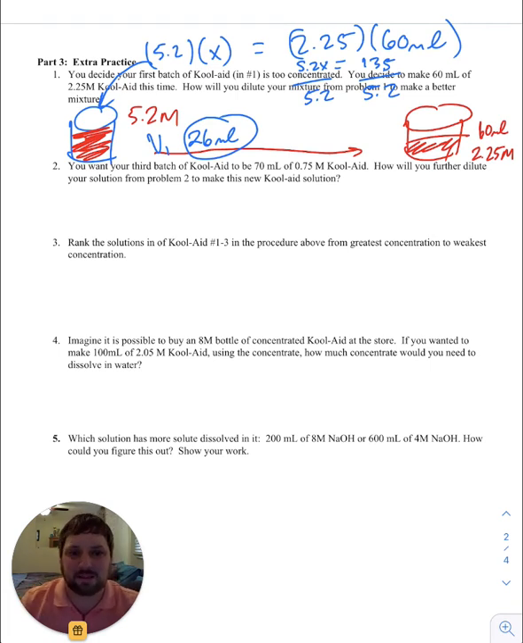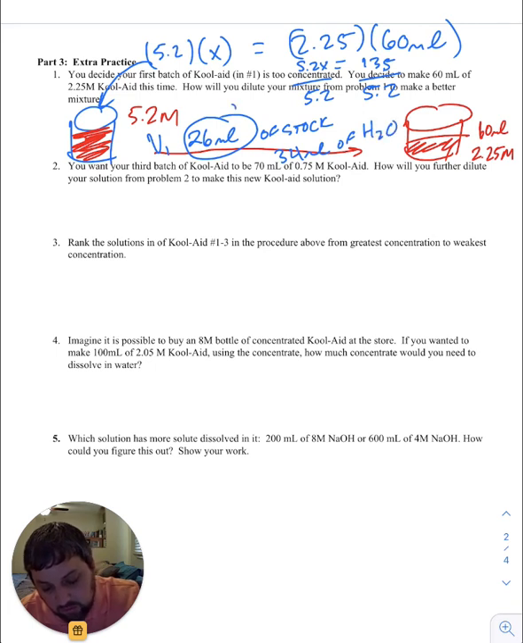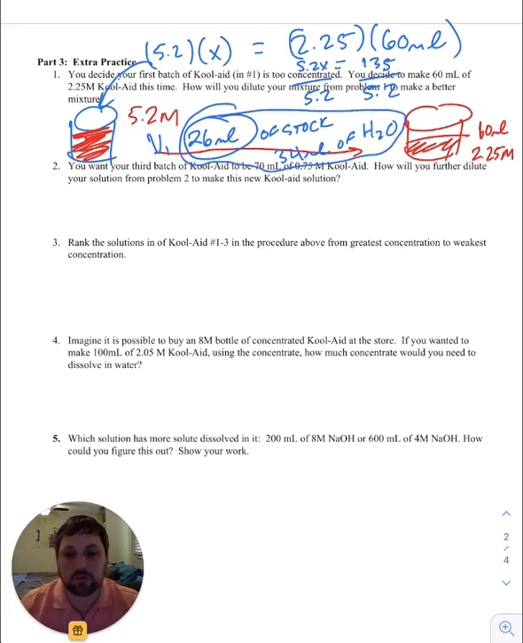So how would I make this? Well, again, I want 60 milliliters. So I'd have 26 milliliters of stock, and the rest of that 60, so 60 minus 26, gives us 34 milliliters of water. So that's how I would make it.